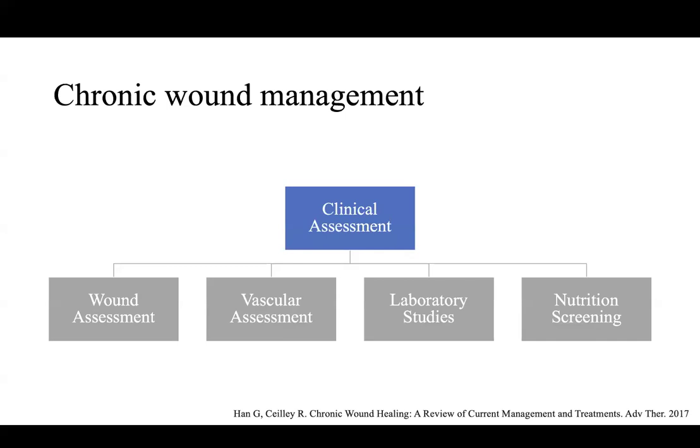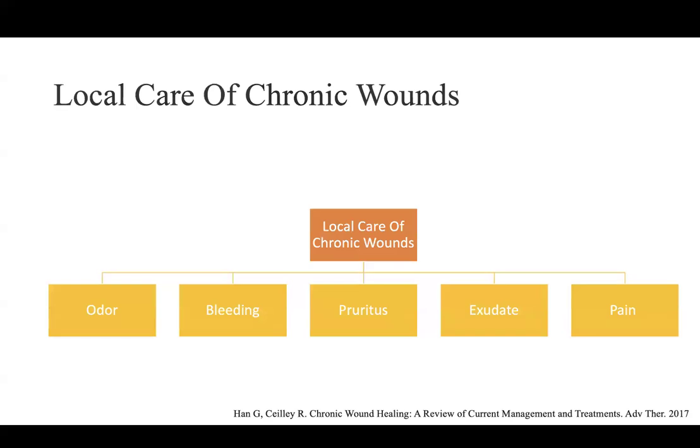Furthermore, nutritional screening to ensure that there is no malnutrition, and glycemic control, because this is one of the prime causes for a wound to become a chronic wound. These are the four factors that we look at. Further, the first step will be looking into the local care of the wound.